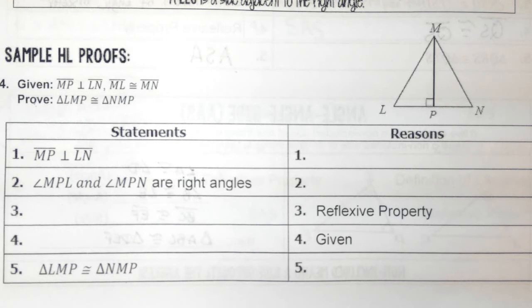Alright. Reading through the given information, and y'all should know these symbols. MP is perpendicular to LN. Then they tell me ML is congruent to MN. This is given information. Then we prove triangle LMP is congruent to triangle NMP.